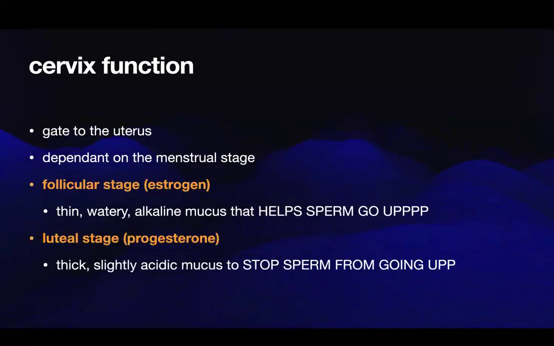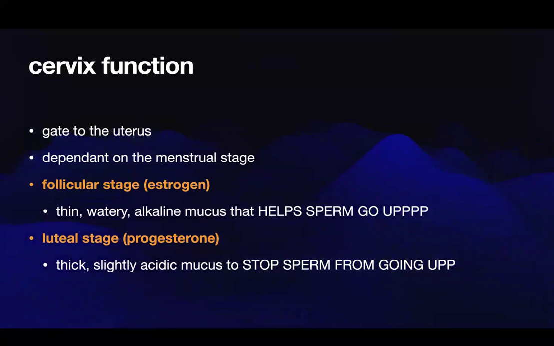The cervix function, it serves as a gate to the uterus, right? The cervix function changes based on the menstrual stage. So during that follicular stage, which is very estrogen dominant, you want fertilization to happen, right? So the cervix will produce this very thin and watery and alkaline mucus, which is perfect. The sperm love that. It helps the sperm go up. It makes the sperm kind of all hyped up. It's a very motivating environment.